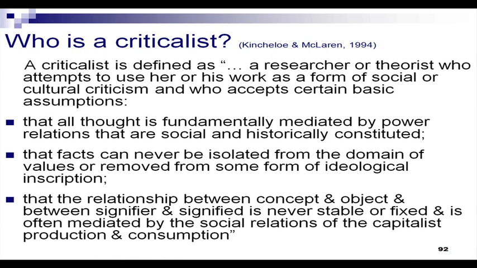They occur as part of a social milieu that defines what is and what should be done, and what is ideal and what is good and what is right. And within these different influences, phenomena take place, and critical theory accepts these relationships with all of these phenomena in the environment of the observed. That the relationship between concept and object and between signifier and signified is never stable or fixed, and is often mediated by the social relations of the capitalist production and consumption.